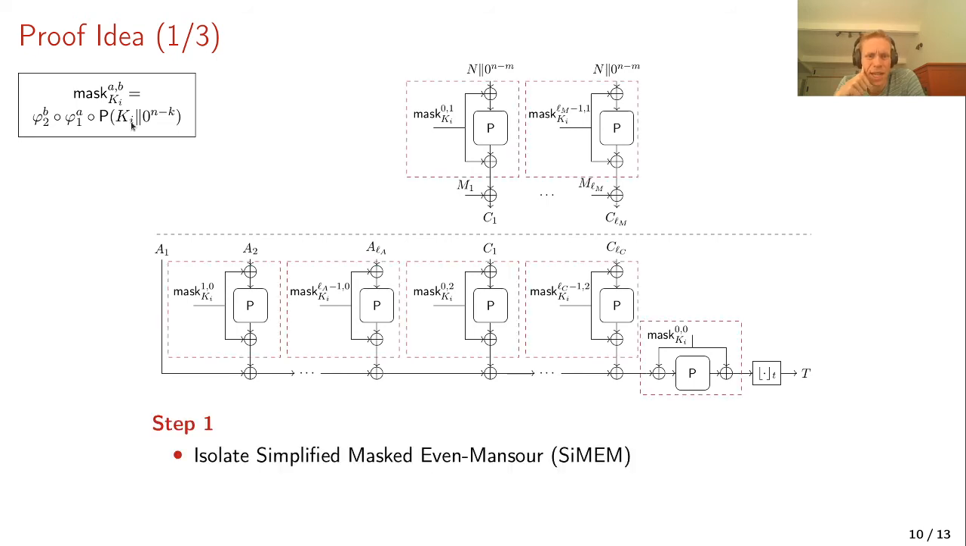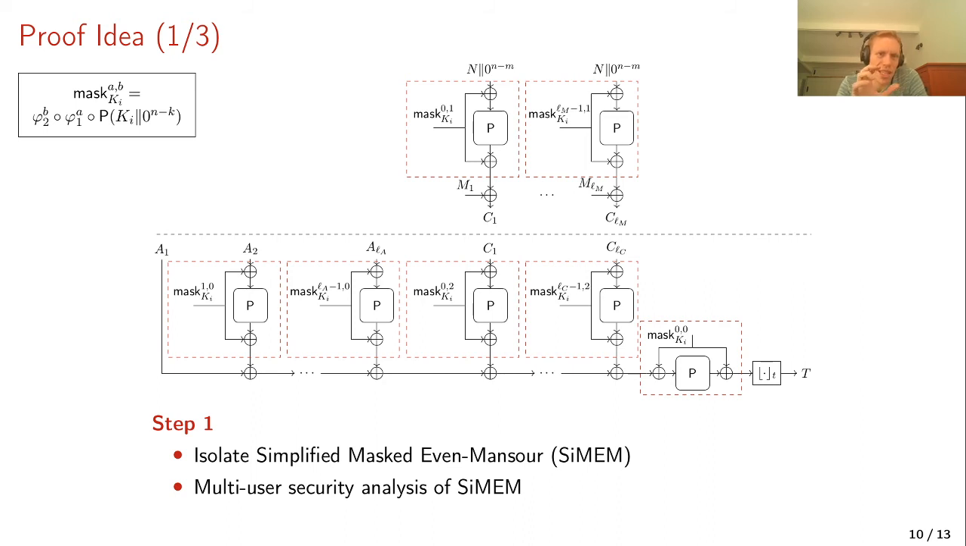Now the first step is to, again, just like for Elephant v1, isolate what we call the simplified masked Even-Mansour construction. Note that if the mask would be secret, this would be an Even-Mansour construction, but now we have a masked Even-Mansour construction in terminology of the scheme of Granger et al. 2016. And this is what we call a tweakable block cipher. And we isolate this tweakable block cipher building block, and we prove multi-user security of this building block. The proof is comparable to the single-user security, except that now we look at multi-users, but it doesn't have a major influence on the bound.